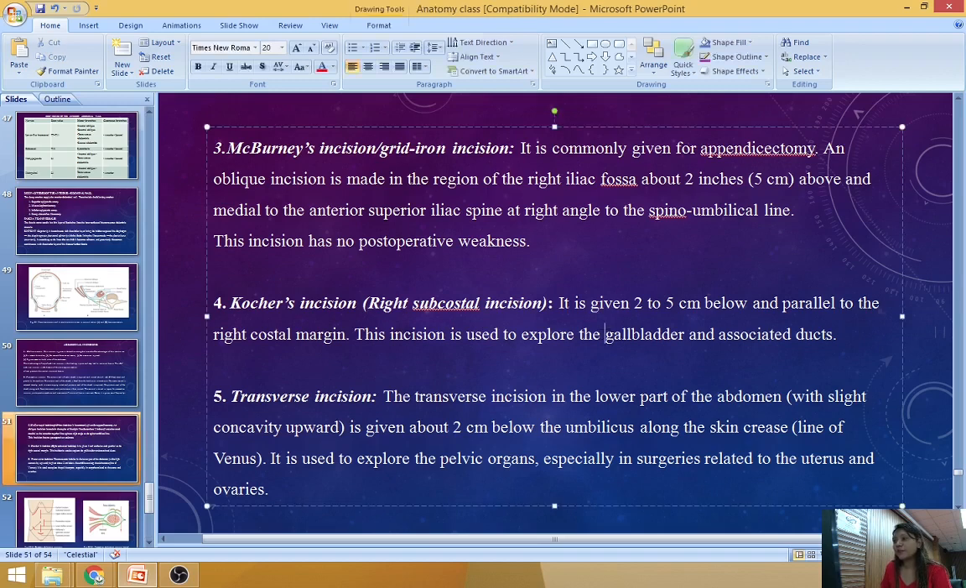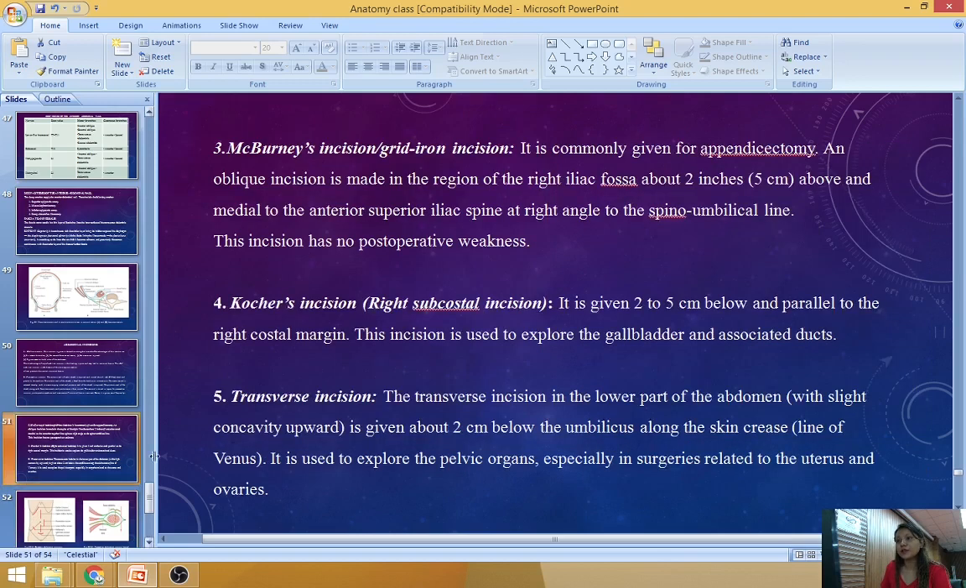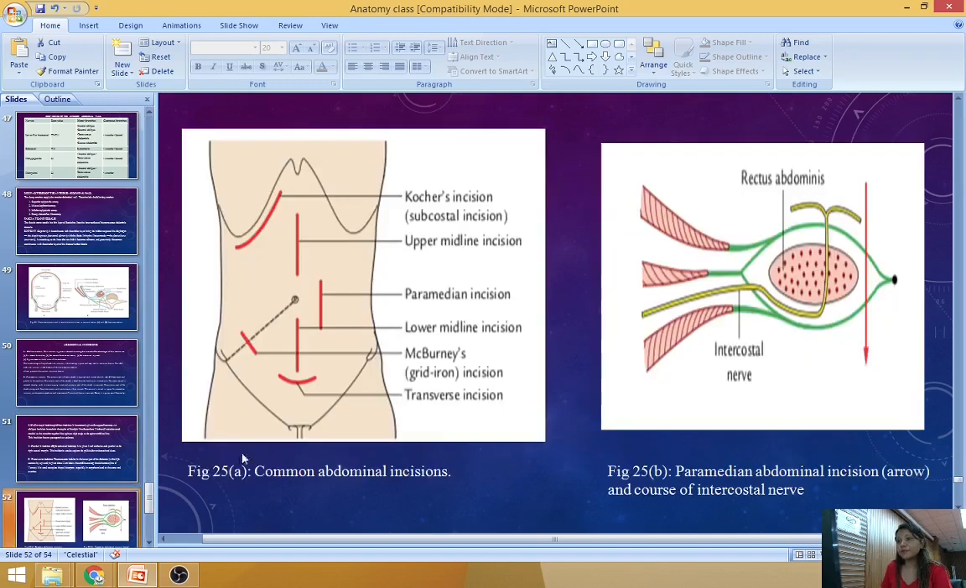Then we have Kocher's incision or right subcostal incision. It is used to expose the gallbladder. It is parallel to the right costal margin. This is the Kocher's incision. If you want to expose the gallbladder, then we give the Kocher's incision or subcostal incision. And also we have transverse incision in the lower abdomen. It is to explore the pelvic organs, and for surgery related to uterus. So this is the transverse incision.